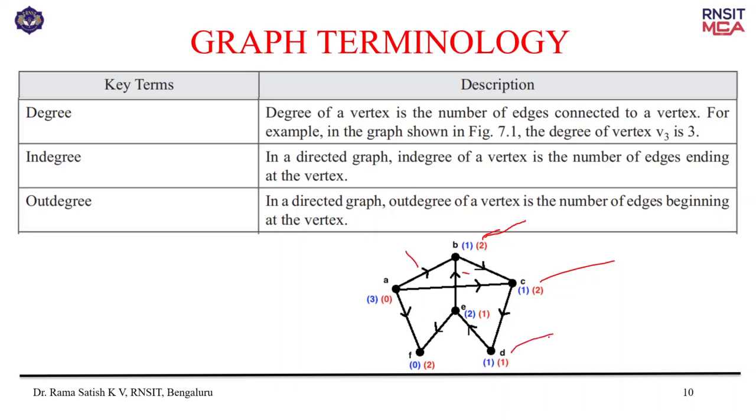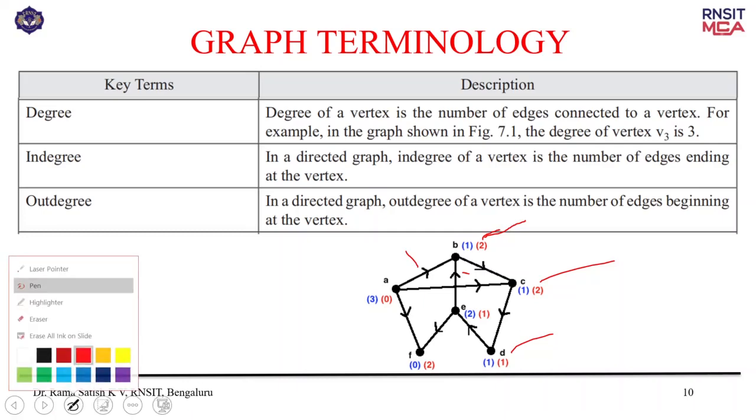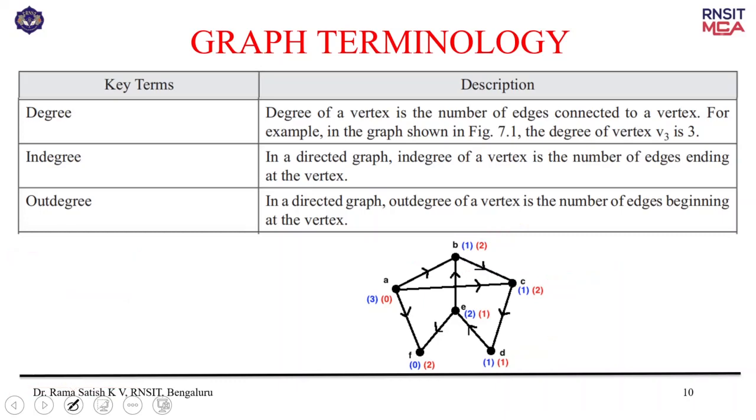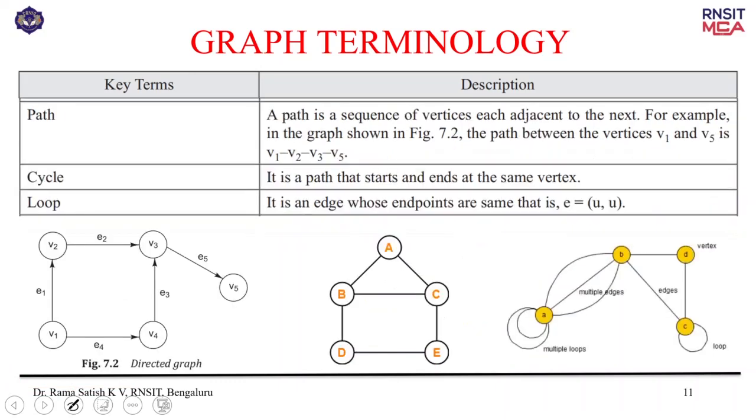Out degree is the edge which is beginning and going out, out degree. So in this particular example, we can see the in degree and out degree. Okay, in degree we have written in red color, and out degree we have written in blue color. So that is what you should understand.